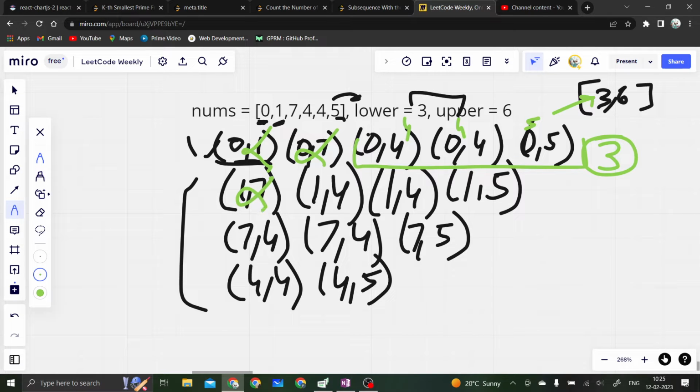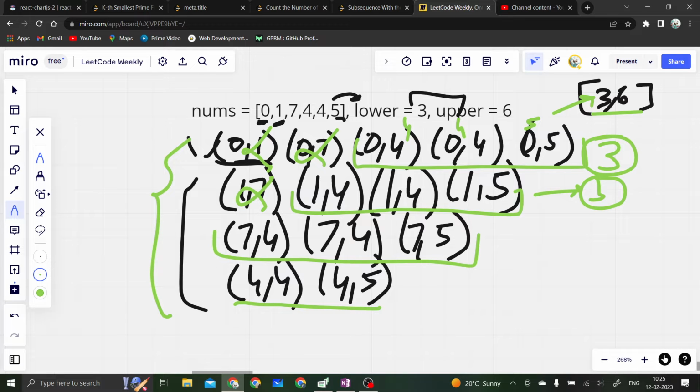Then again, this is not a fair pair, but these three pairs are also fair. So again 3. Then these pairs are again out of bounds of this range, and these pairs are also out of bounds. So out of all the valid pairs, we have 3 plus 3, that is 6 total pairs that are fair. So I hope you have understood what the question is.